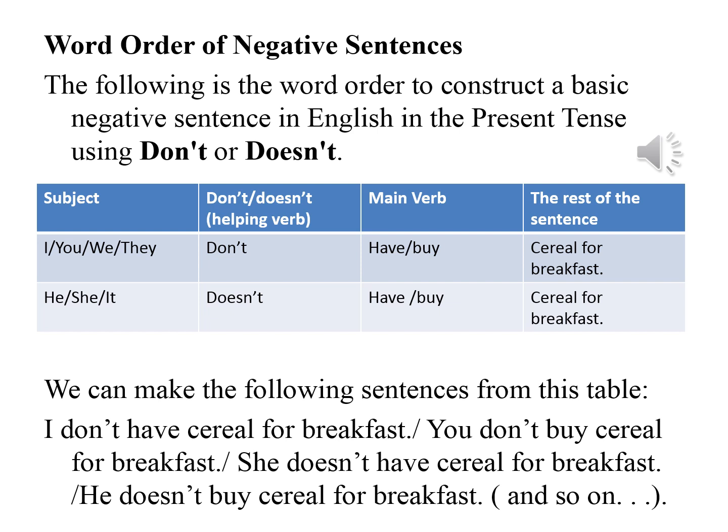Now let's go to other subjects where we have he, she, and it, which are third person pronouns in the singular. He doesn't have cereal for breakfast. She doesn't have cereal for breakfast. Then we can also have he doesn't buy cereal for breakfast or she doesn't buy cereal for breakfast. Below the table, we have framed the sentences once again. We can make the following sentences from this table.